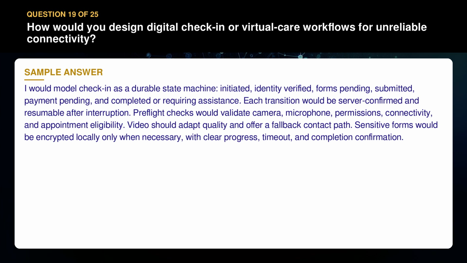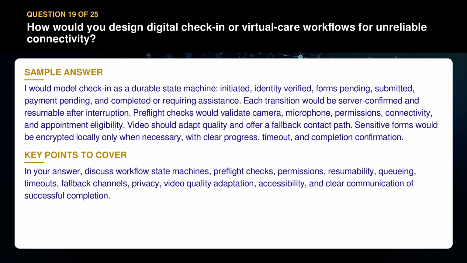Video should adapt quality and offer a fallback contact path. Sensitive forms would be encrypted locally only when necessary, with clear progress, timeout, and completion confirmation. In your answer, discuss workflow state machines, pre-flight checks, permissions, resumability, queuing, timeouts, fallback channels, privacy, video quality adaptation, accessibility, and clear communication of successful completion.